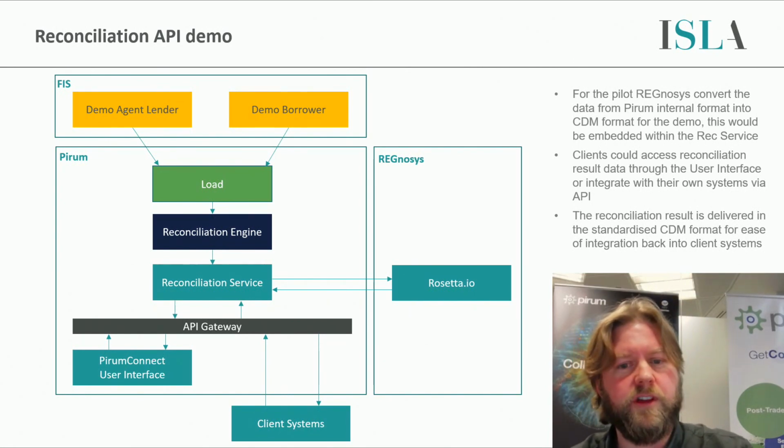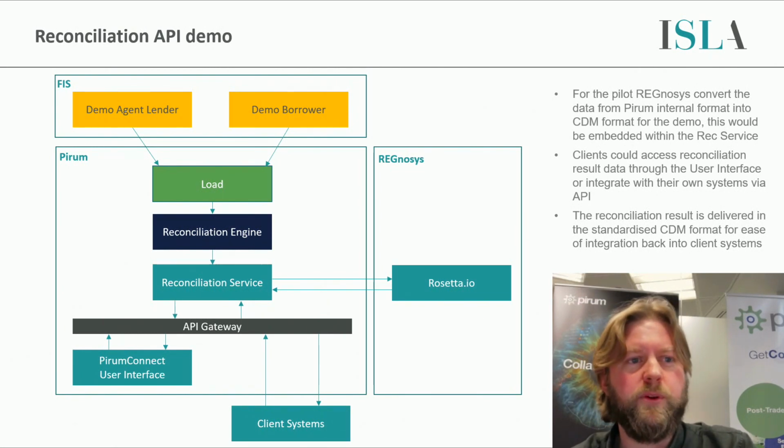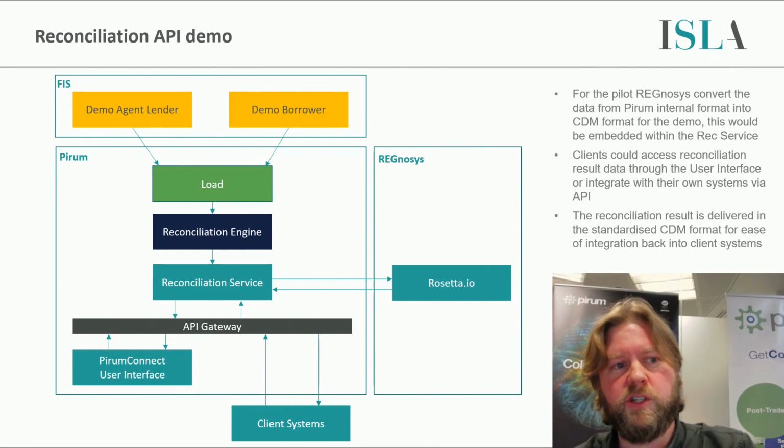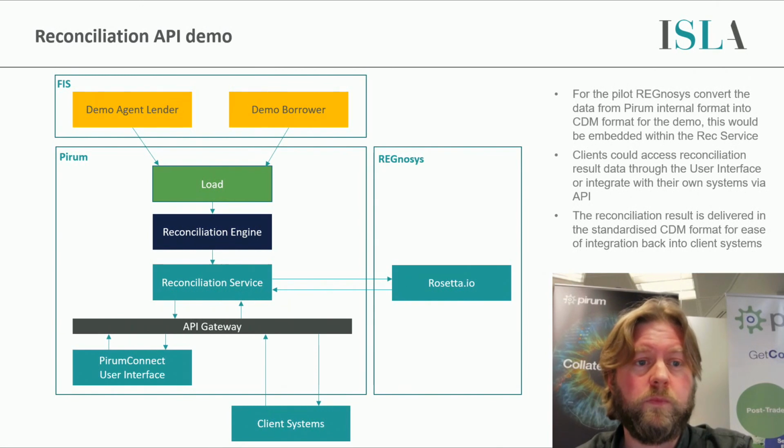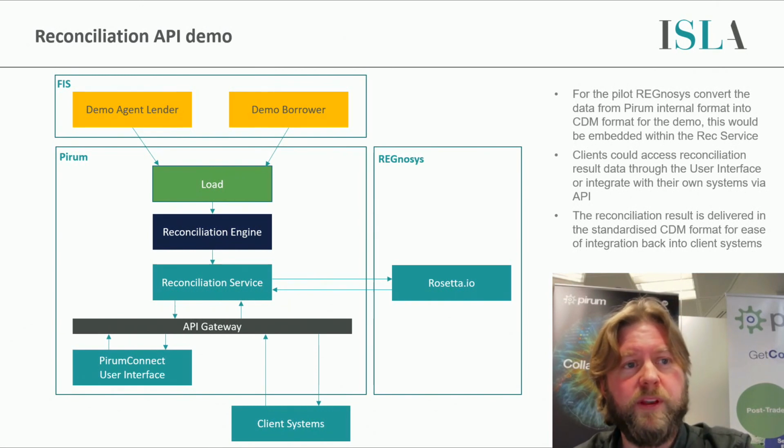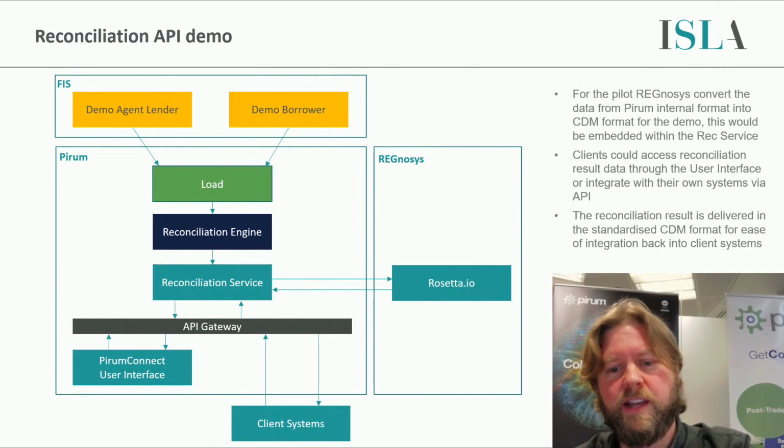So going down through this diagram, the agent lender and the borrower have both sent us their trade and CDM formats. We then put those messages through PIRM's load infrastructure, which is built to consume, as I mentioned, any data format sent to us from clients. In this particular instance, it's CDM for the purposes of the demo. Once we've validated and standardized that data, we then put those through our reconciliation engine, which is a set of algorithms to match together the trades and identify the breaks which need to be resolved. Once that rec process is complete, that's then passed on to our reconciliation service.